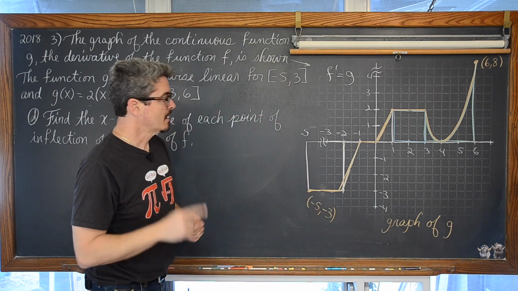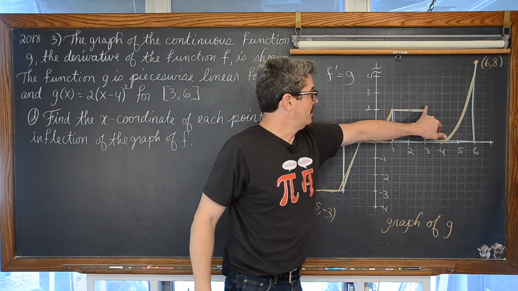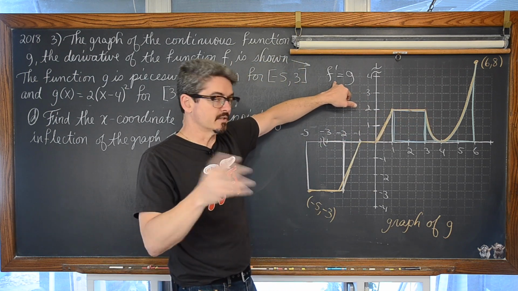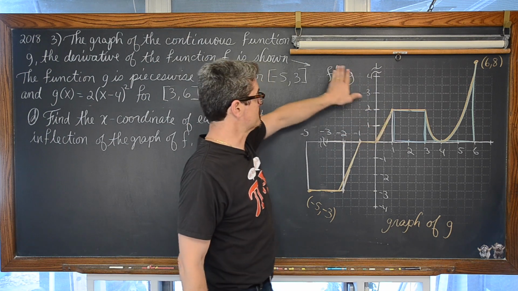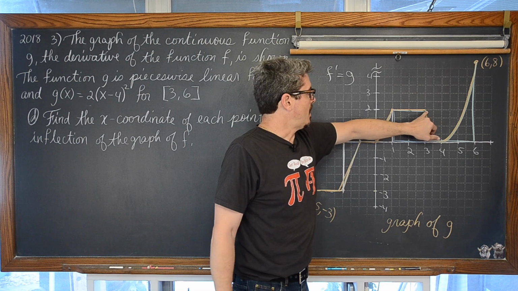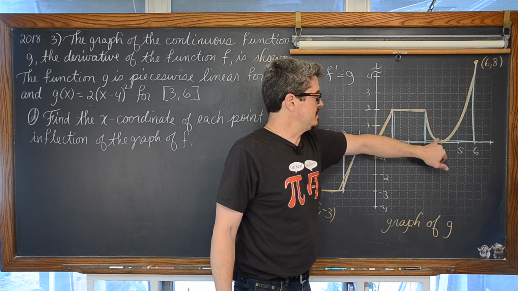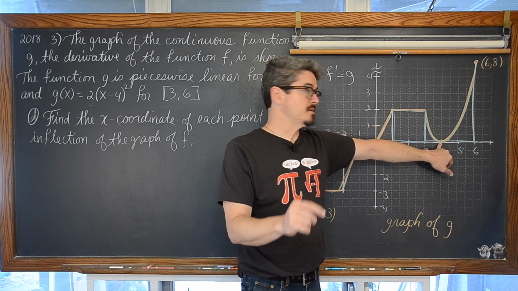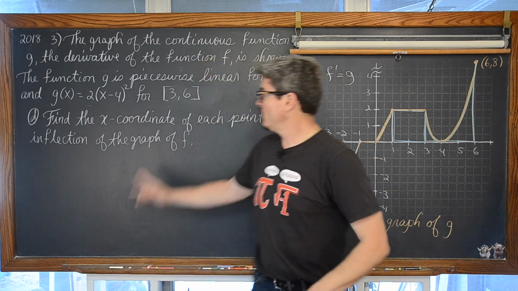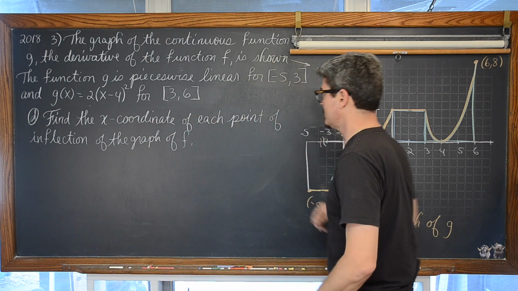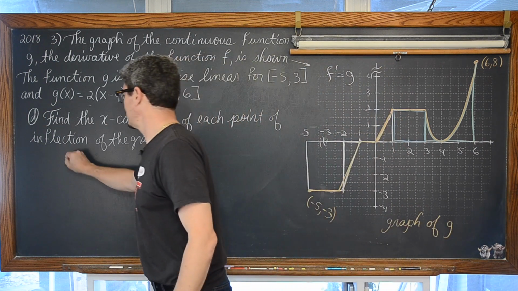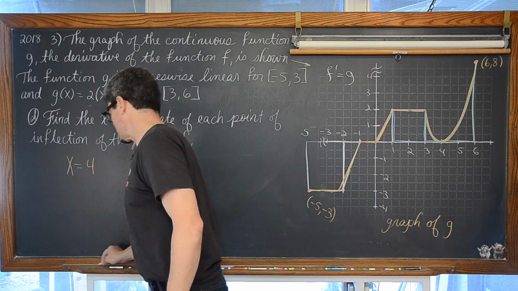But then our first derivative, f prime or g, don't write the first derivative or the second derivative, use proper function names. f prime or g starts to decrease and changes from increasing to decreasing at x equals 4. Thus, the x-coordinate for the point of inflection is at the value of x equals 4.